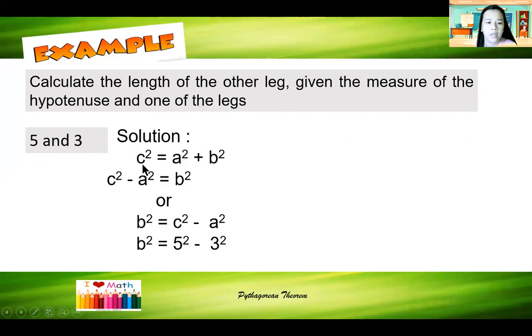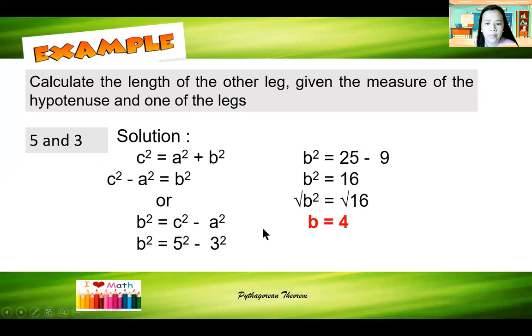Remember, you have the formula. You have c squared is equal to a squared plus b squared. But this time, hindi hypotenuse ang hinahanap natin, kundi isa sa mga leg. So you can use c squared minus a squared is equal to b squared. Or this one is the same as b squared is equal to c squared minus a squared. So substitute. Our hypotenuse is mostly represented by c. So you have 5 squared minus 3 squared.